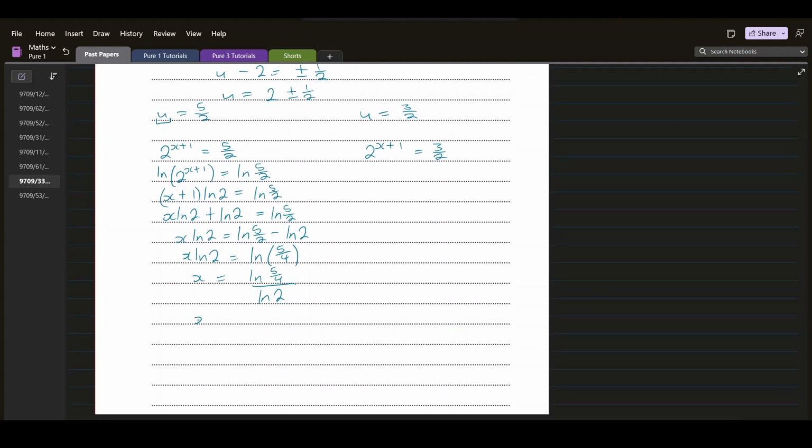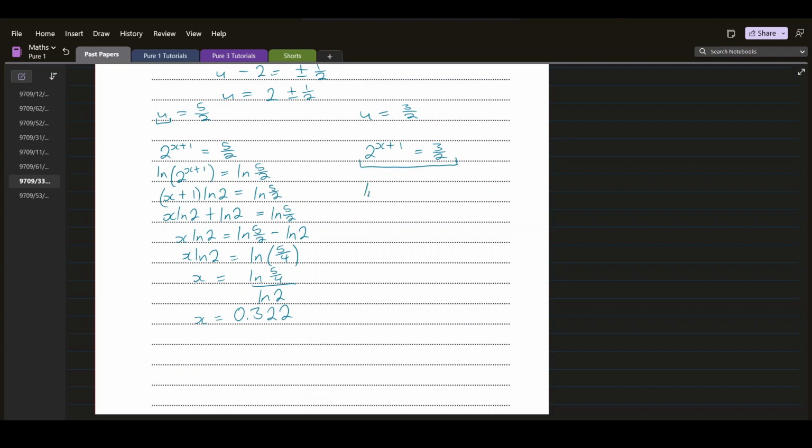Okay, so we can punch this into our calculator. That is ln 5 over 4 divided by ln 2. And that gives us 0.322, correct to 3 significant figures. Let's solve our other equation.